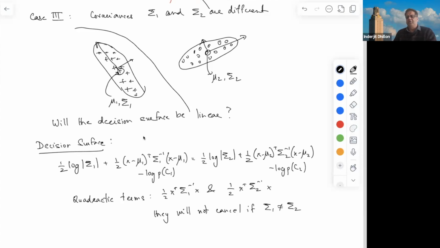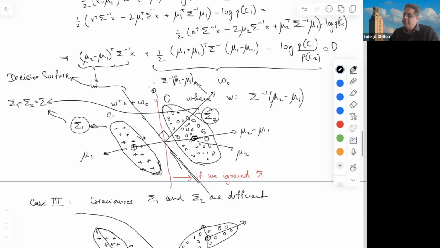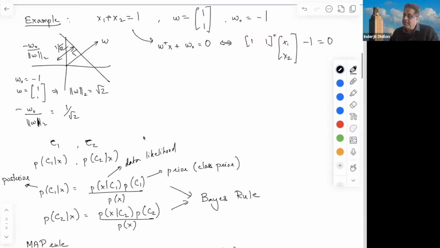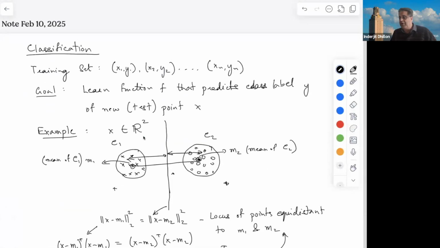Okay, so you can see that when you do probabilistic modeling, things can actually get a little bit more complicated if you don't make simplifying assumptions. Okay, so remember that many times you're given the training data and that's all that you're given.